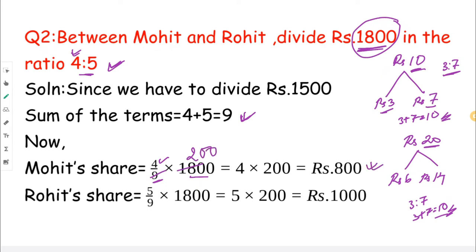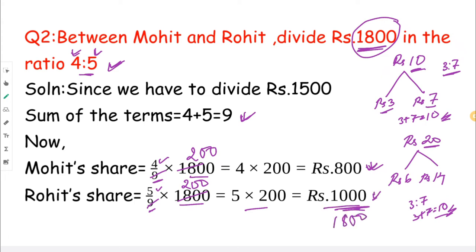Clear? Now Rohit's share, we know he's getting 5 parts out of the total 9 parts. So 5 parts out of the total 9 parts of what? These rupees 1,800. So once again, 9 twos are 18, right? So I'm having 5 into 200, which means he's going to get 1,000. So what do you understand from here? We get that Mohit is getting rupees 800, and Rohit is getting 1,000 rupees. Clear? If you see, you're getting a total amount of 1,800, right?